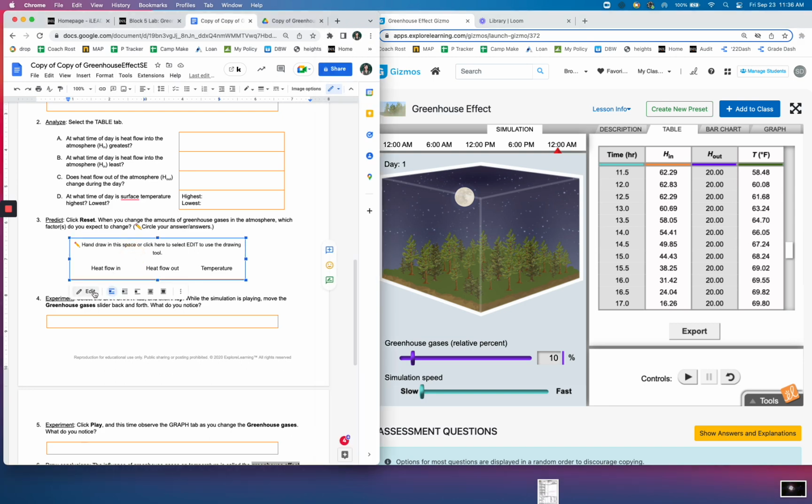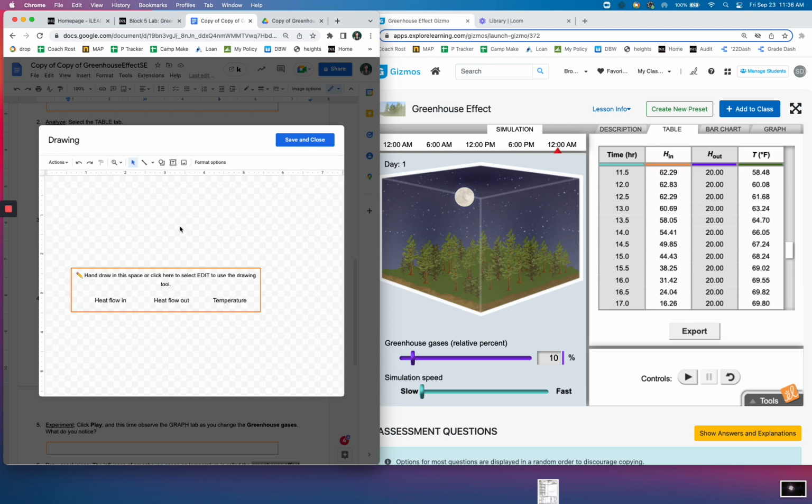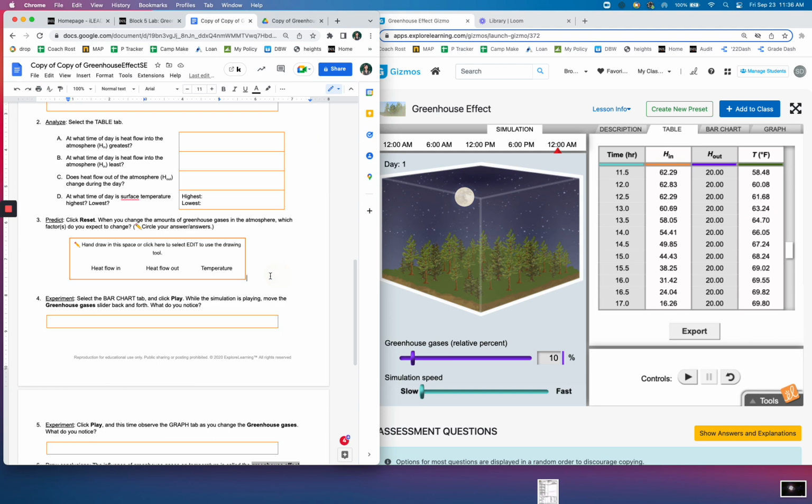What you can do is click edit, and then you can use this drawing tool. Draw a scribble, and then you can circle which one or ones you think is going to change. If you're having trouble, you could just type it underneath this table. So what do you think is going to change when we change the greenhouse gases in the atmosphere? If we have more greenhouse gases, which of these is going to change? The heat flow in, the heat flow out, or the temperature?